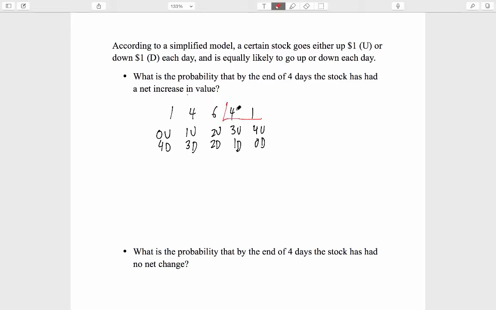It is precisely these outcomes where the number of U's exceeds the number of D's, where there are more ups than downs. That's what it means that there is a net increase in value. So we have to stop and think a little bit what the words mean in terms of number of U's and number of D's. The probability in question equals 5/16.